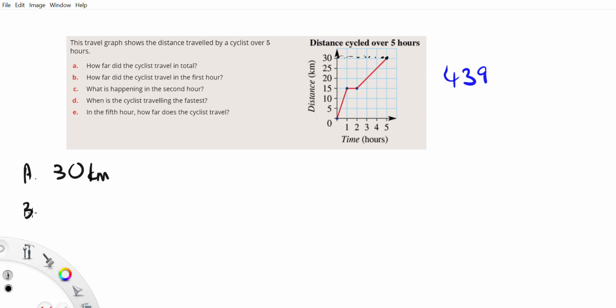B asks, how far did the cyclist travel in the first hour? So if we go to the first hour and go up and then across to see how far they traveled, then we can see that it was 15 kilometres.